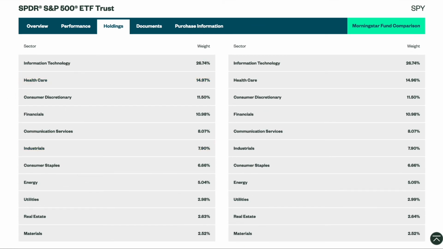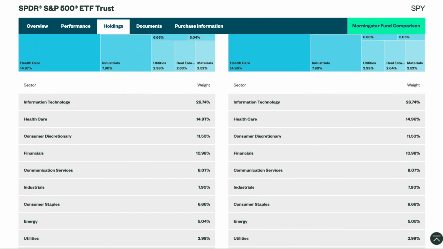When you first buy it, you want to see what it holds, how it's been performing, and then you're like, okay, I'm going to invest in it. I'm going to invest a certain amount every month, every week or whatnot. You may not look at this again. Maybe you'll check on it in a year. How's it doing? In a few months, how's it doing?